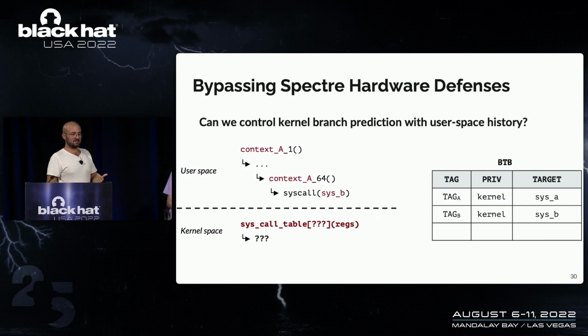And finally, we just mix and match the two. So we would have a context A, but then we follow this with syscall B. As you can see here, the history is syscall A, but then eventually you actually want to perform syscall B. And this experiment can tell you if our intuition was correct.